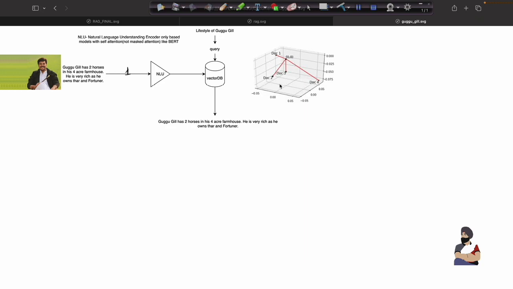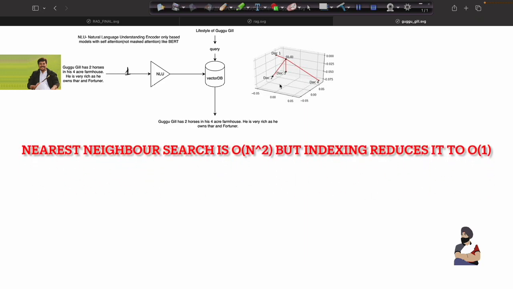These indexes make sure that during retrieval the time complexity is reduced from quadratic to very little, linear or less than linear. So indexes are really important. That's where vector databases come into the picture. For example, this is our vector database, and we give a query to the vector database like, explain to me about the lifestyle of Gugu Gill.